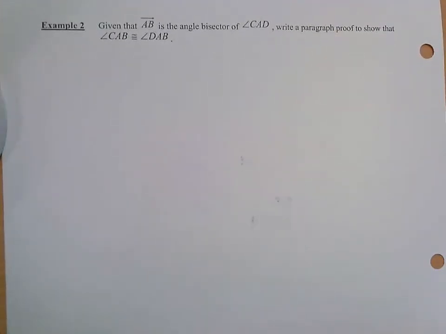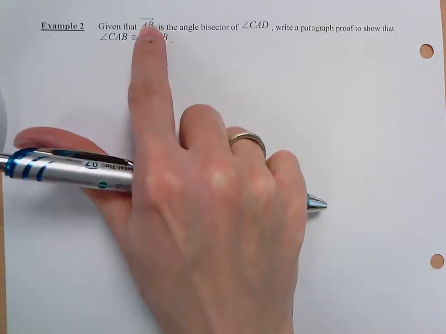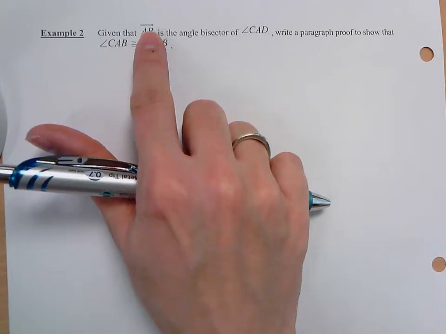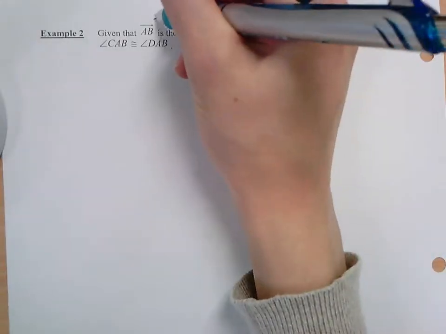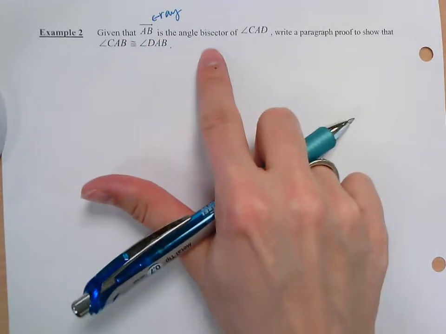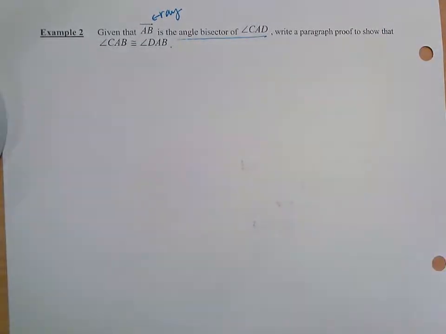Okay, example 2. This is given that, look above the AB. What does that symbol mean? Ray. So it says, given that ray AB is the angle bisector of angle CAD, write a paragraph proof to show that angle CAB is congruent to angle DAB. There's no picture. That's going to be my first step, is to draw this.